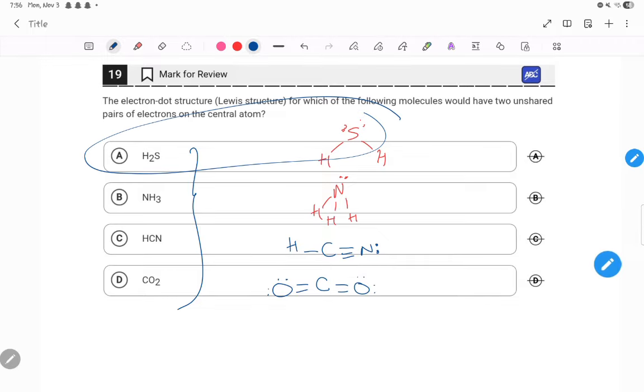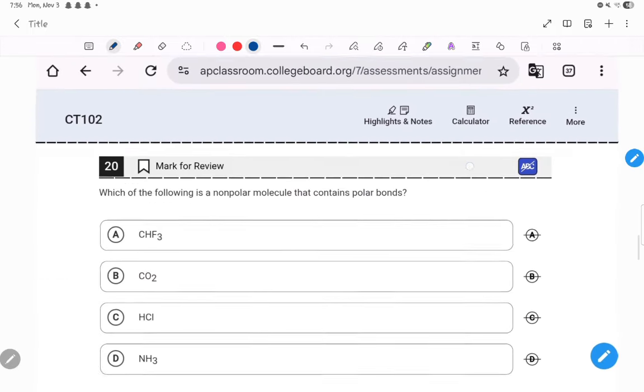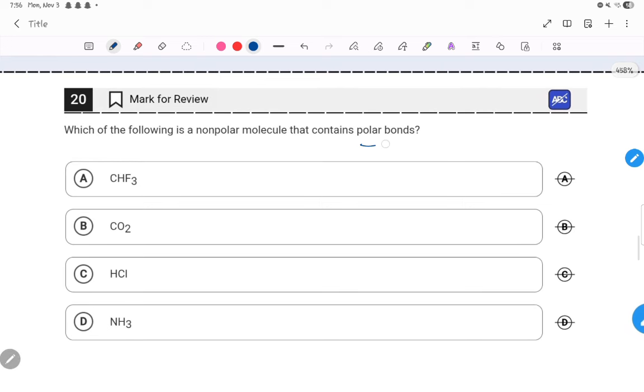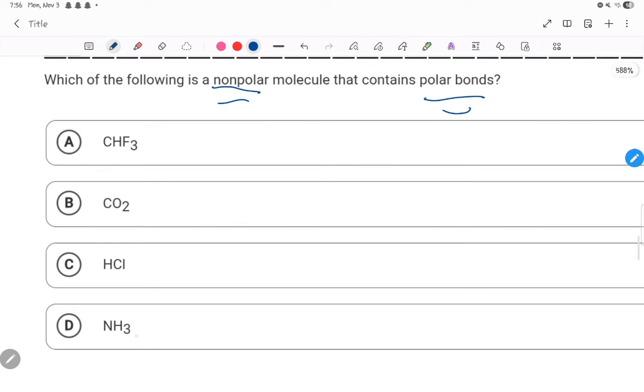Now, which of the following is a molecule that contains polar bonds? Pay attention. Polar bonds. And it's a non-polar molecule. Okay? So first thing you see, ammonia, NH3. Do you remember the shape? Like this. Yeah. So this is AX3E. It's asymmetrical. That means it's polar. We're not going to take it. HCl is polar. We're not going to take it.